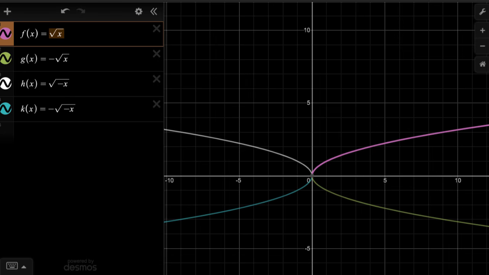So whatever value the function would have taken on at a given value of x, it now takes that value on the corresponding opposite value of x, on the negative value of that x.